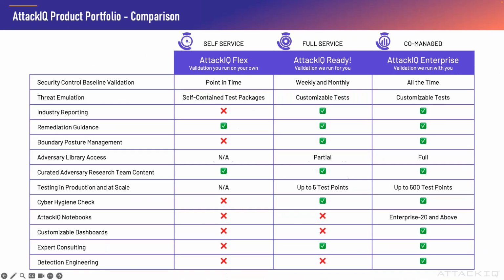I have a little chart here with those differences between them. I won't go through all of these, but as you can see, as you go from Flex to Ready to Enterprise, the features increase as you go through.